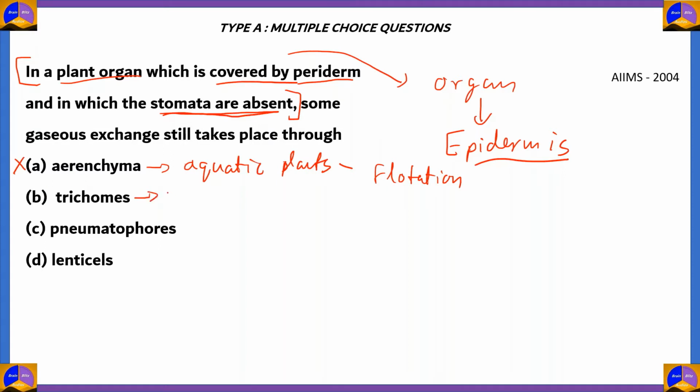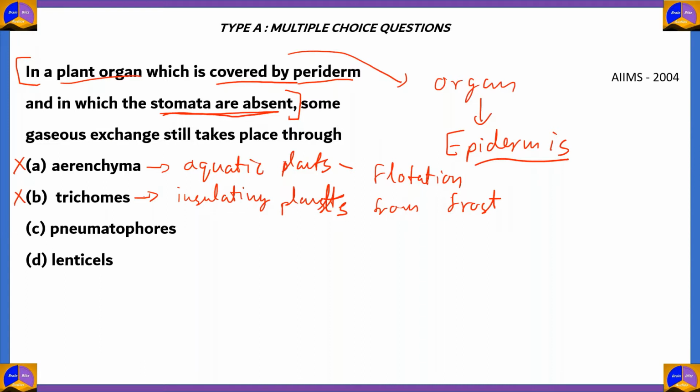What about option B? Trichomes. These are insulating plants from frost. So trichomes are structures which insulate plants from the frost. So option B is incorrect because the function of trichomes is not gaseous exchange.